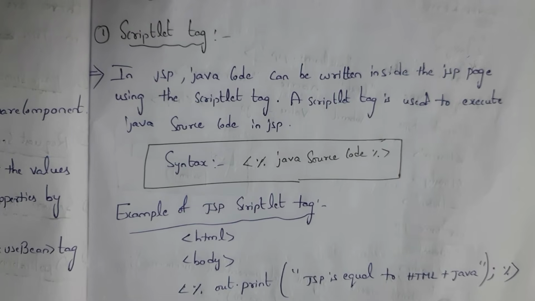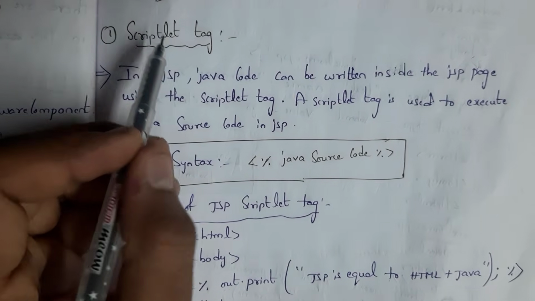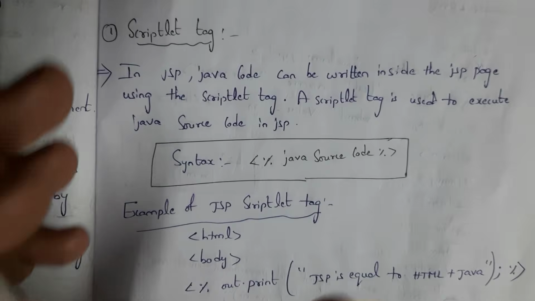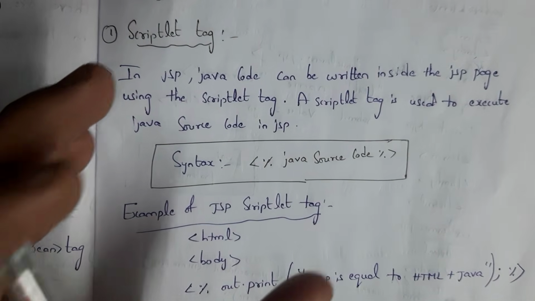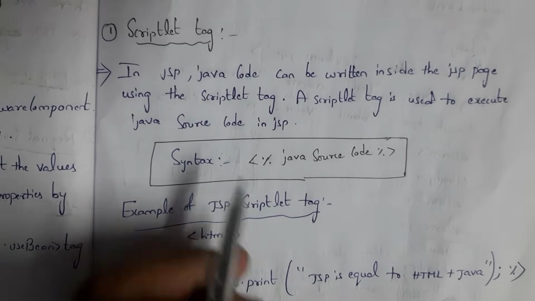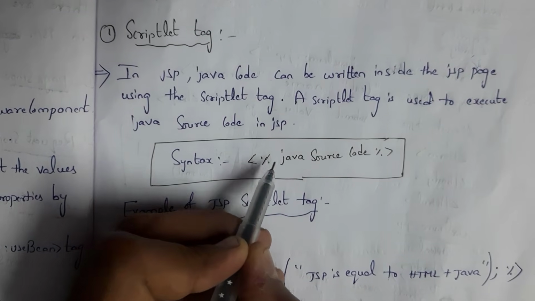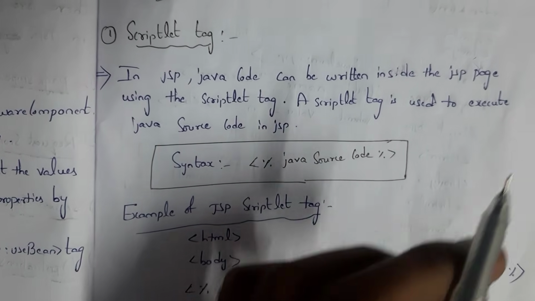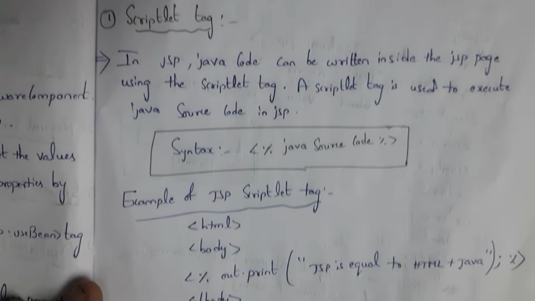First one is the scriptlet tag. By using the scriptlet tag, we can insert Java code in JSP. This is the definition of the scriptlet tag. This is the syntax: <% Java source code %>. This is the syntax of the scriptlet tag, and this is an example.